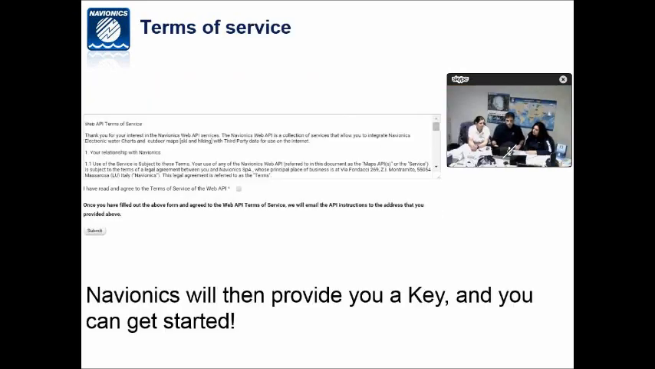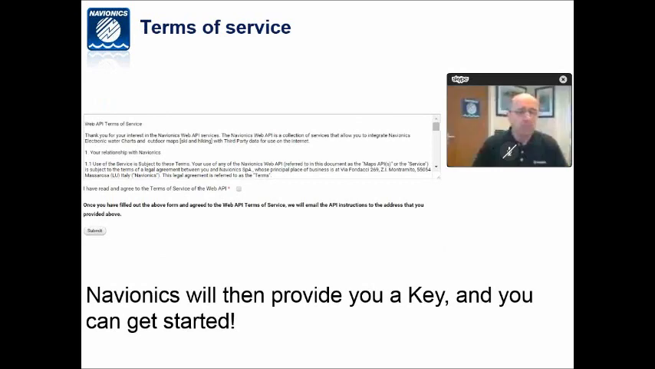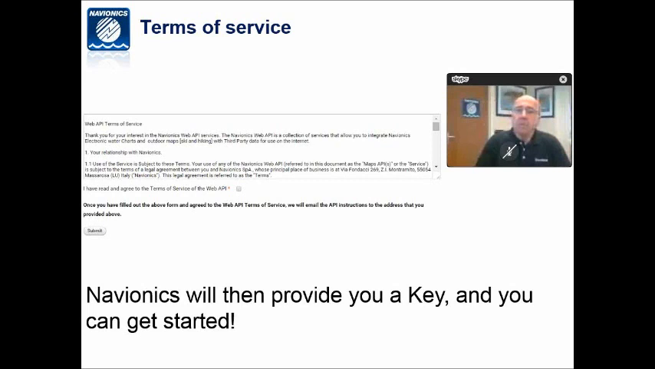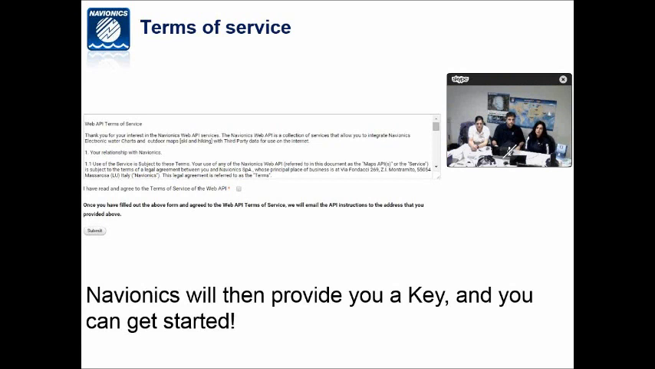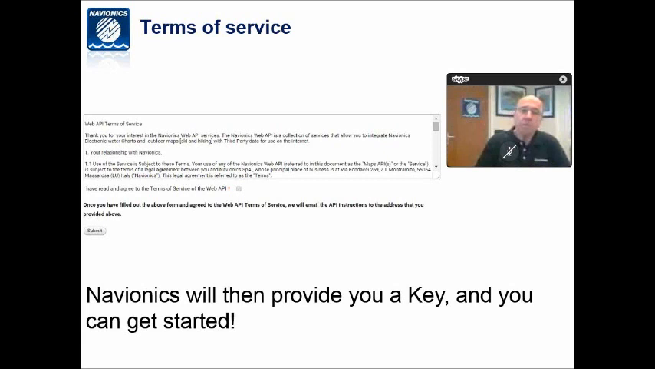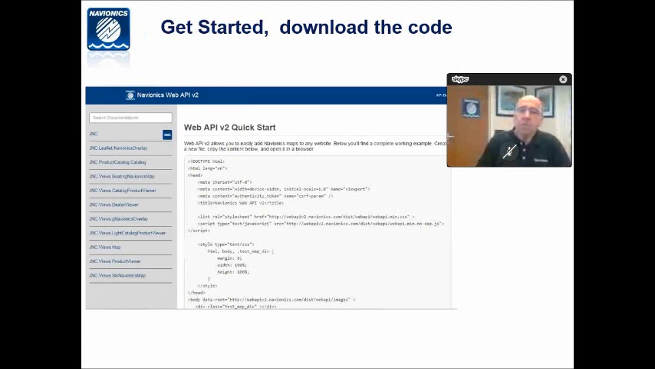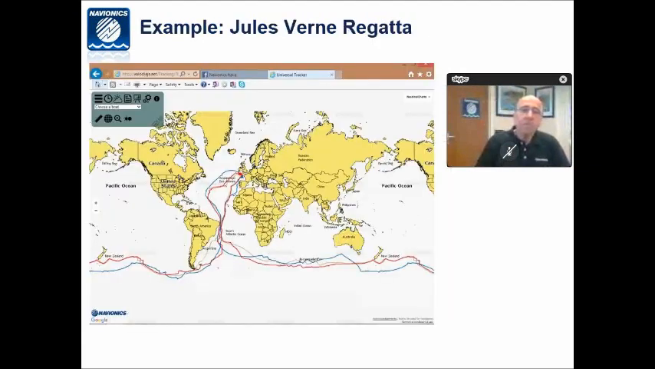Let's go on to the next one. The terms of service are very important to know. In order to use the web API, your site has to be totally free, so there must not be any password or any code on payment, and there must not be any connected GPS. It cannot be used on smartphones, tablets or mobile apps. That is all explained on this page. Navionics will then provide you a key, and you can get started using the web API. You can download the code on this page and see how it works.